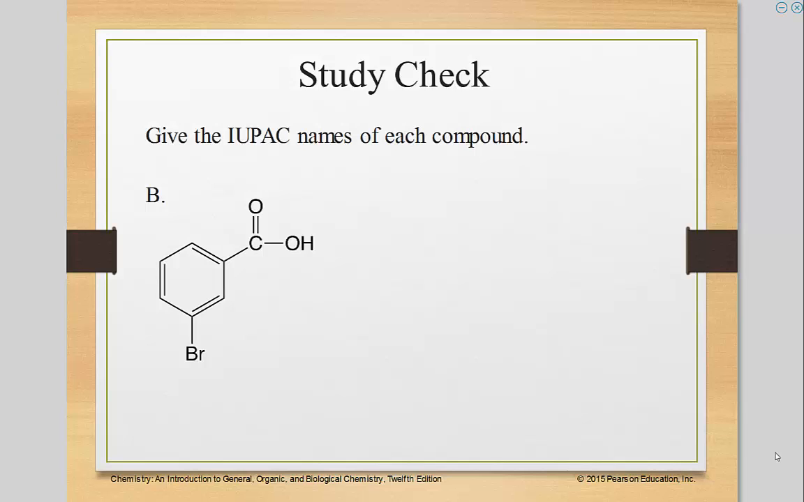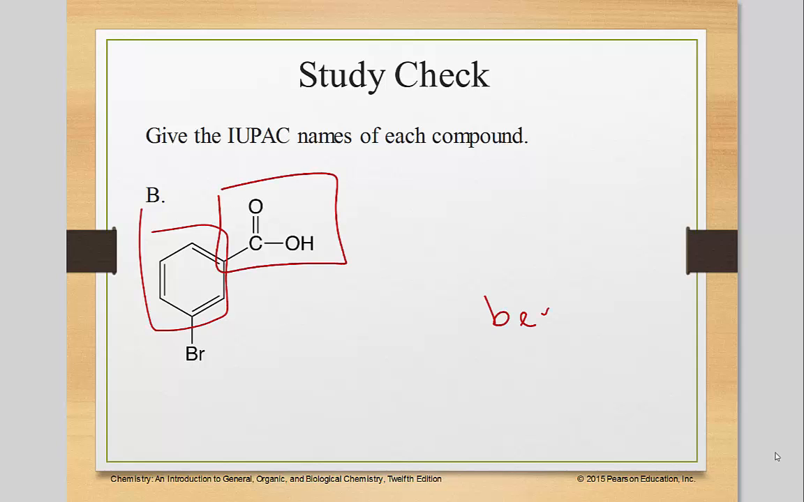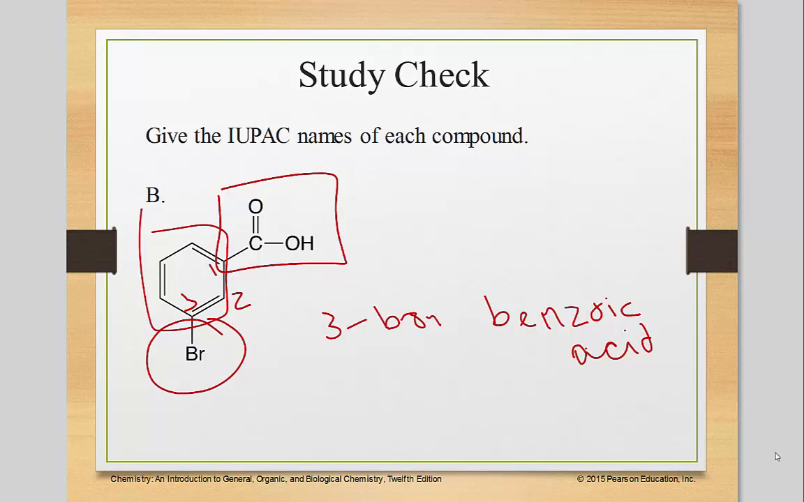Here's my benzene ring, and on that is a carboxylic acid. That becomes benzoic acid. We have to figure out where that bromine is. The carboxylic acid is always on the first one, so 1, 2, 3. 3-bromobenzoic acid.